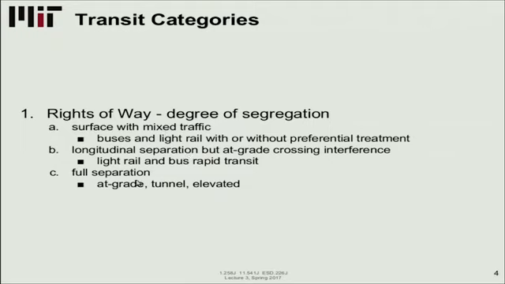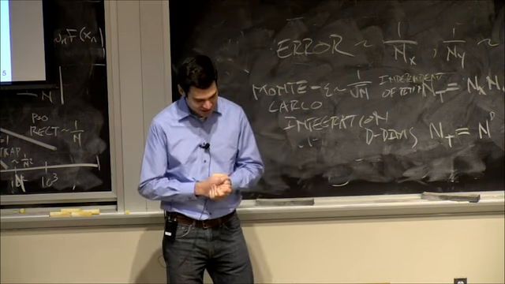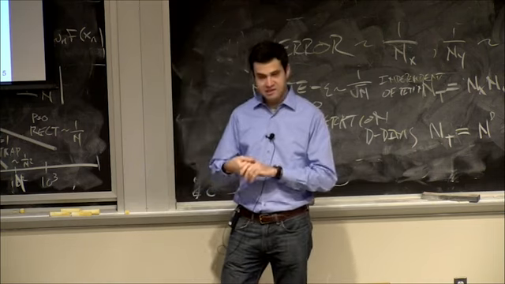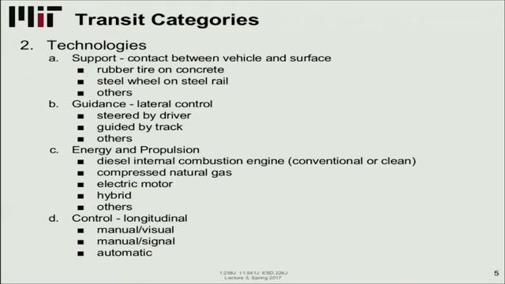And then full separation, right? So that could be at-grade, tunnel, or elevated. Technologies. Let's talk about technologies. Support, which is referring to contact between the vehicle and the surface, what counters the force of gravity, essentially, for these vehicles. We have rubber tire on concrete. For buses, that's typically what it is. Some trains have that. If you go to the metro system in Paris, for example, you'll see a rubber tire on concrete for their metro.